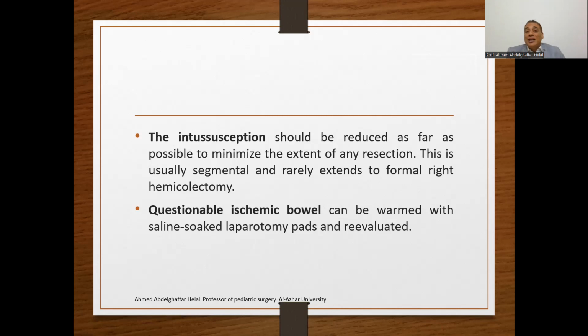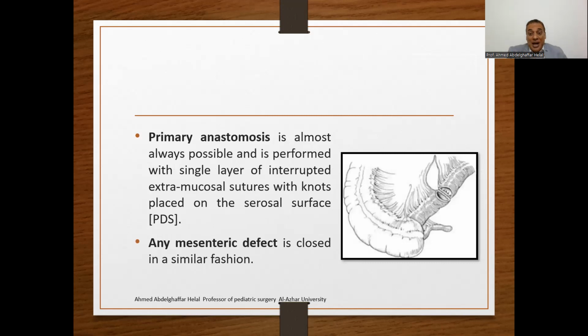Questionable ischemic bowel can be warmed with a saline-soaked laparotomy pad and re-evaluated. It's very important for the pediatric surgeon to be very patient and very quiet during this reduction of intussusception, searching well for the presence of pathological or secondary causes. Primary anastomosis is almost always possible and is performed with single layers of interrupted extramucosal sutures with the knot placed on the serosal surface. Any mesenteric defect is closed in similar fashion.